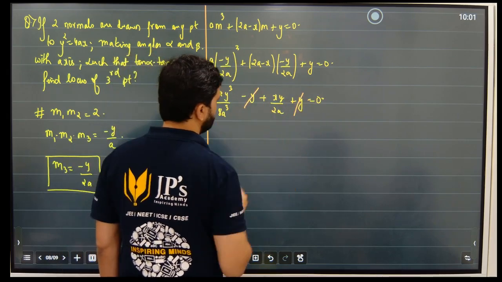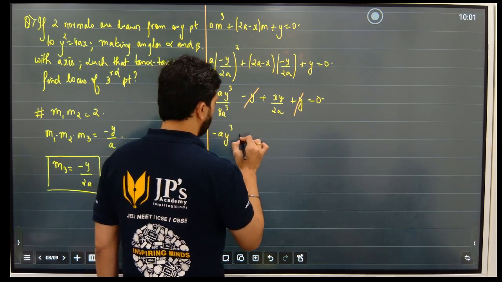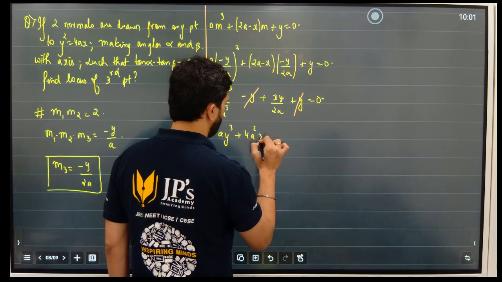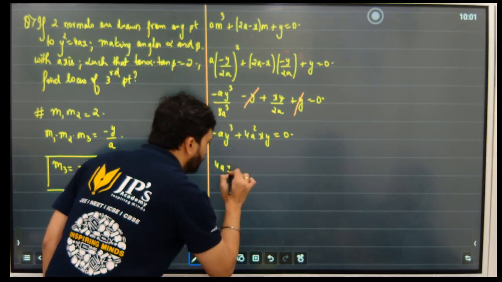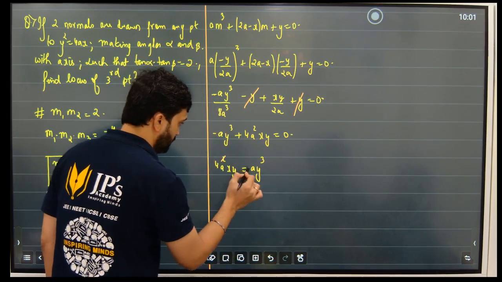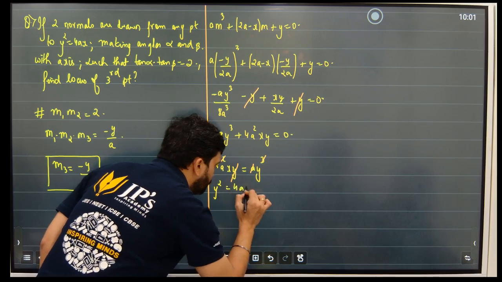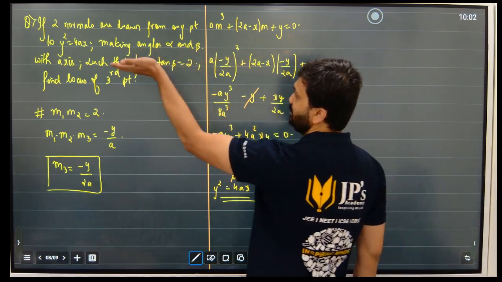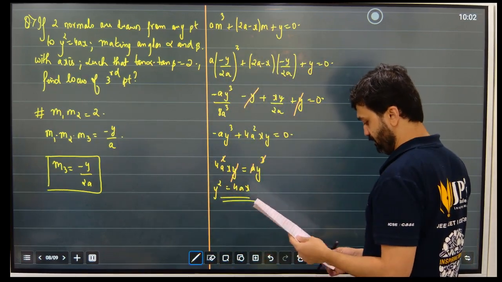So plus y minus y gets eliminated. So this will become minus y cube upon 8a square plus xy upon 2a is equal to 0, so 4a square xy is equal to a y cube. One a is cancelled, one y is cancelled, and I get y square is equal to 4ax. Obviously it will be the same locus because it is lying on this. Since it lies on this, my locus will be y square is equal to 4x. Has everybody understood this?